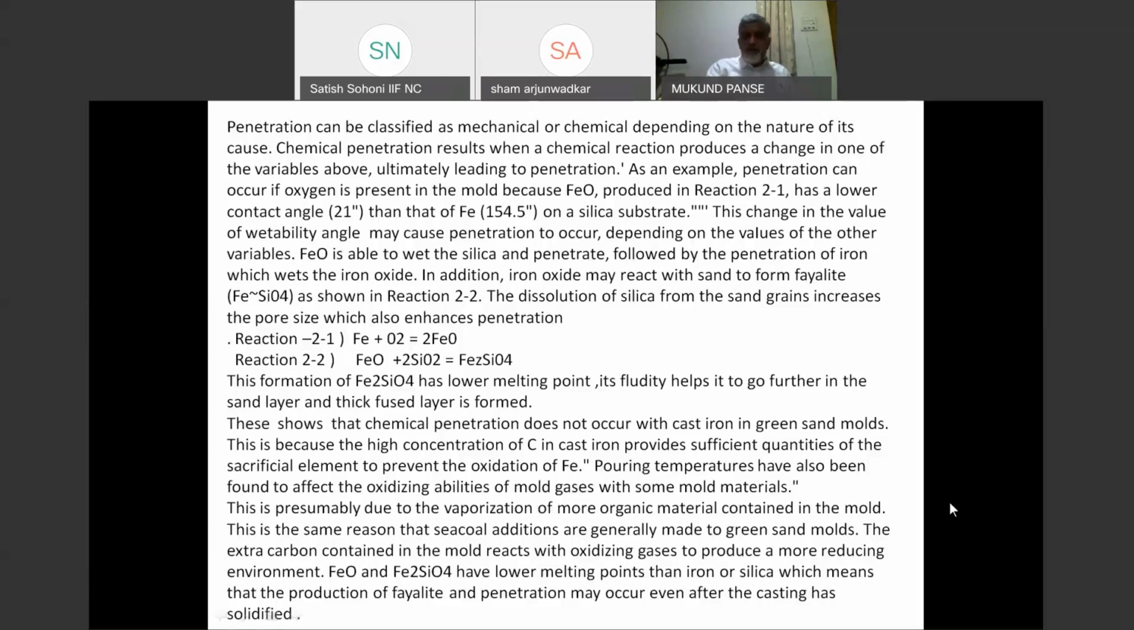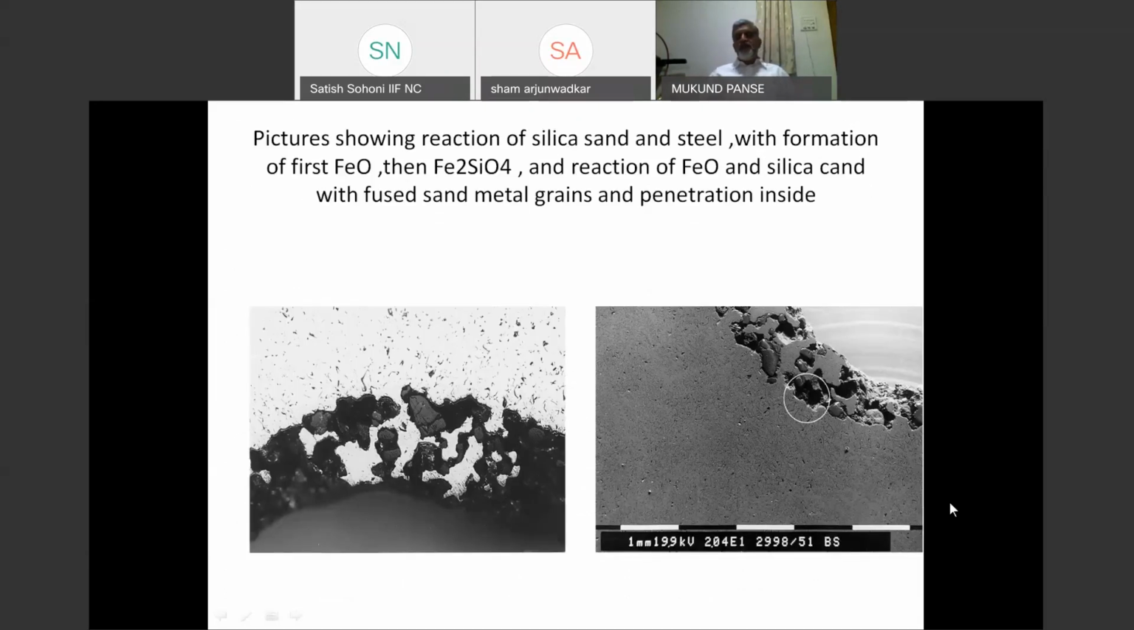Now we'll see what happens when FeO comes in contact with the sand layer. It starts reacting. It first goes between the two sand grains because its fluidity is good. Apart from its fluidity, it starts reacting with the sand grain and forms Fe2SiO4. These reaction products still have a much lower melting point, and at this temperature its fluidity is substantially high. The penetration rate is very high, and you get a very thick fused layer of sand.